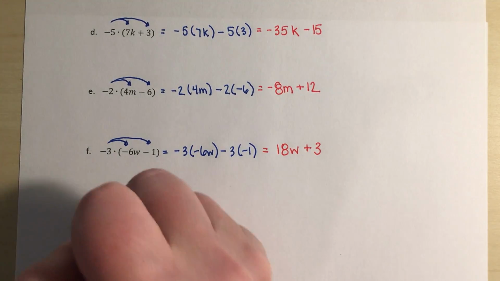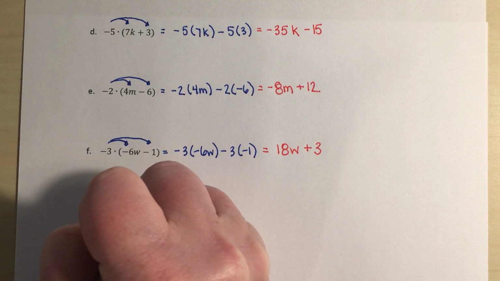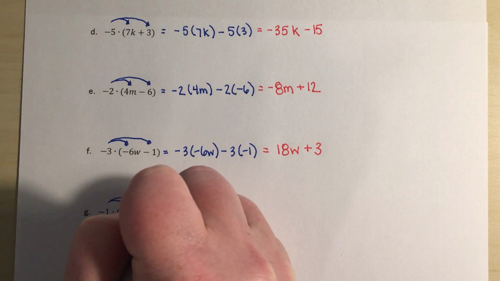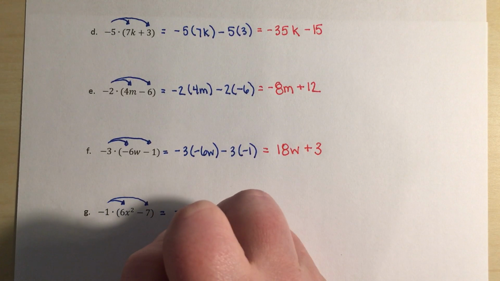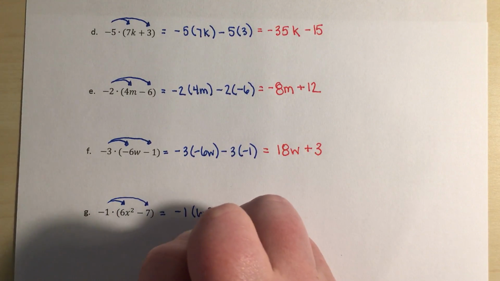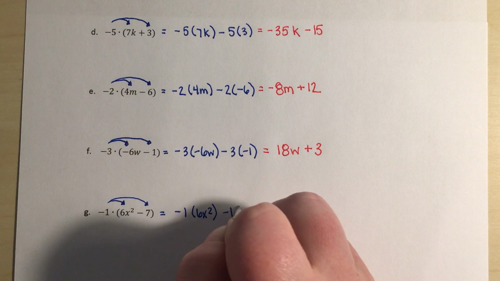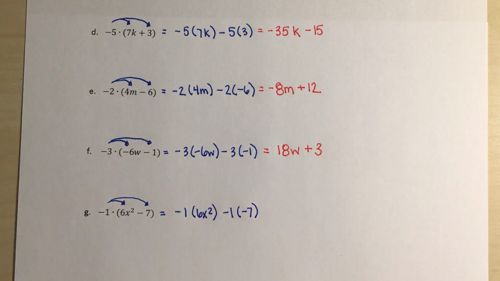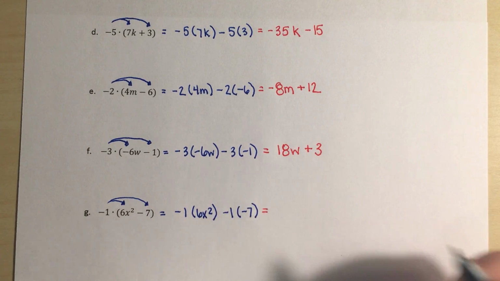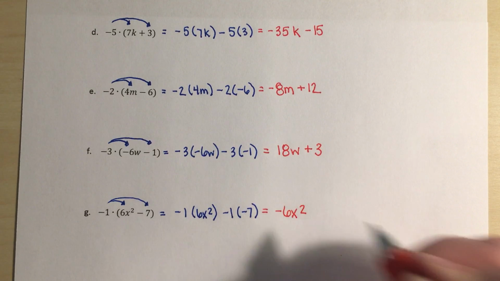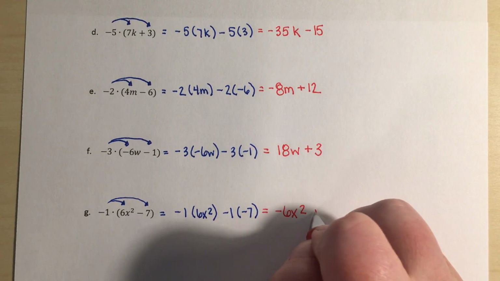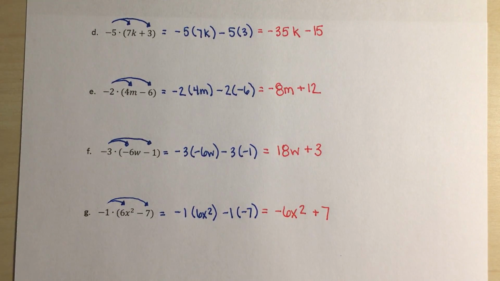All right, and then for this last one, negative 1 times 6x squared minus 1 times negative 7 is going to give us negative 1 times positive 6 is going to give us negative 6x squared. Negative 1 times negative 7 is going to give us positive 7.